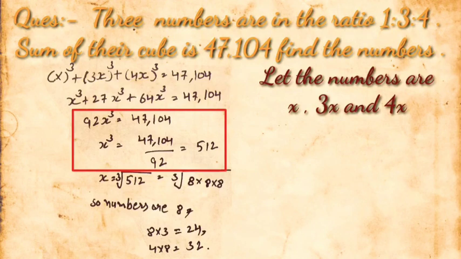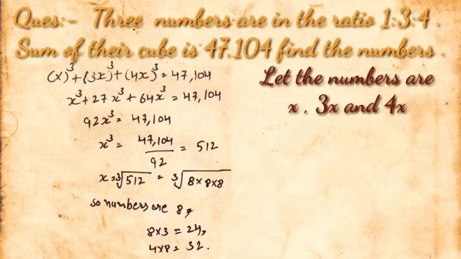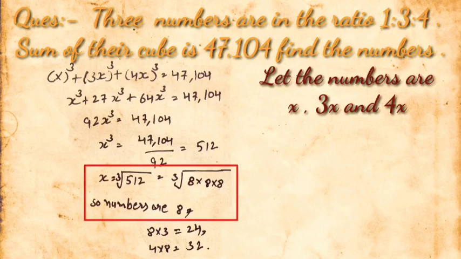47,104, and x cube is equal to 47,104 over 92. The table of 92 can be cancelled out, then the answer will be 512. So x cube is equal to 512, but we need only x. We have to find out only x. So x is equal to the cube root of 512. The cube root of 512 will be 8. So the x value is 8.